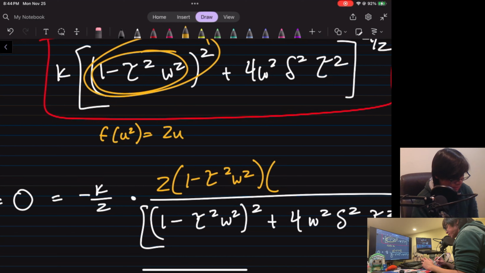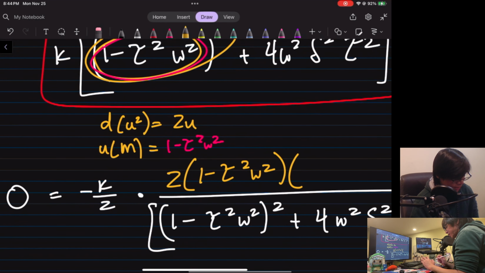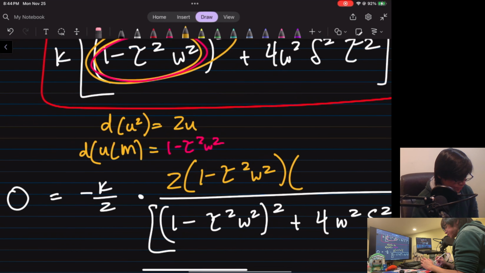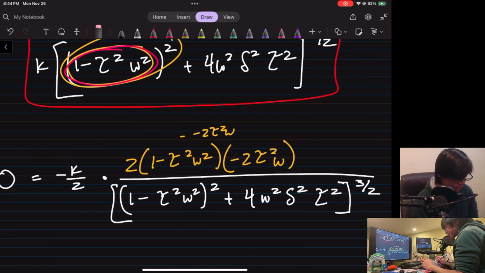Did I do this correctly? U maybe is this inside portion, so 1 minus tau squared omega squared. I guess this is technically a derivative if I did the derivative there. And this would be the derivative of u. I don't know if I'm overcomplicating this. And it's that, so it would be the derivative of that. And that is, so 1 goes away and you have negative 2 tau squared omega. So that's just negative 2 tau squared omega.